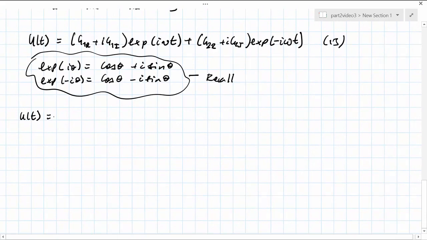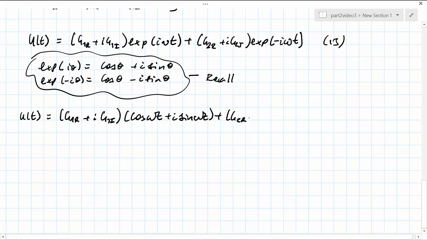u(t) equal to G1r plus i G1i times cosine omega t plus i sine omega t, plus G2r plus i G2i times cosine omega t minus i sine omega t.